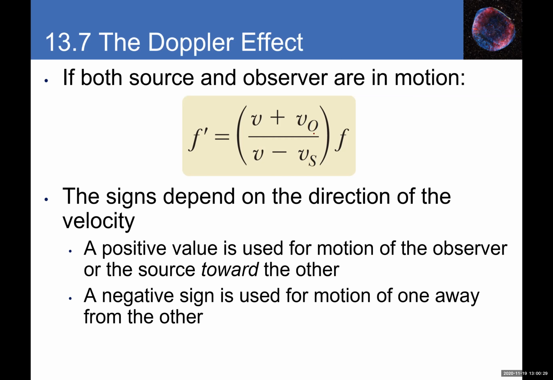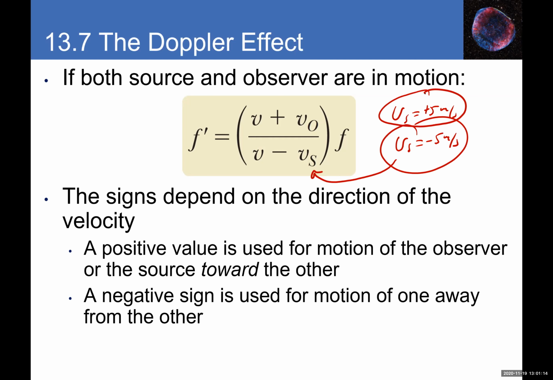So you can think of it like that: the positive value is used if the absorber or the source moves toward each other. That means, for example, V naught and Vs are positive. If you're given that the source is moving at 5 meters per second toward the absorber, then it's plus 5 meters per second. If it's moving away from the absorber, then it's minus 5 meters per second. That means you plug in minus 5 meters per second, so it becomes V minus minus, which ends up being V plus Vs.